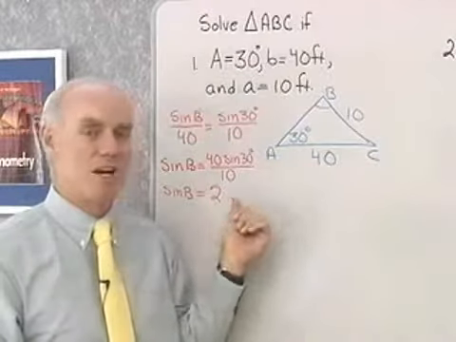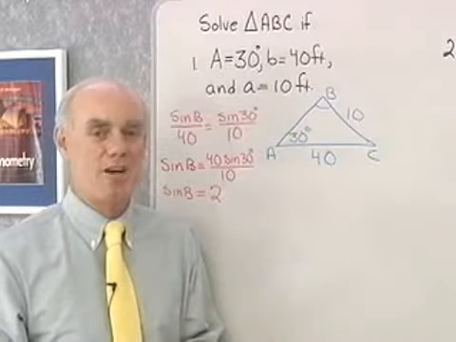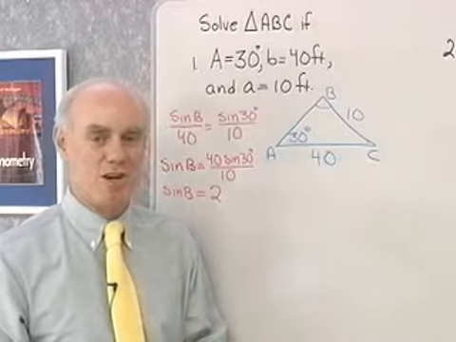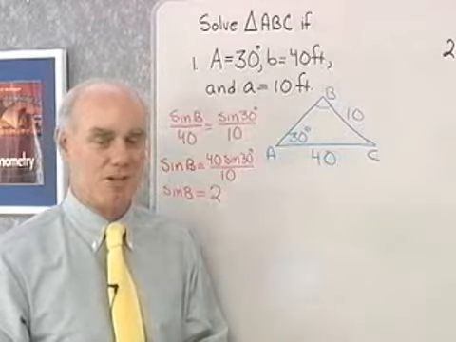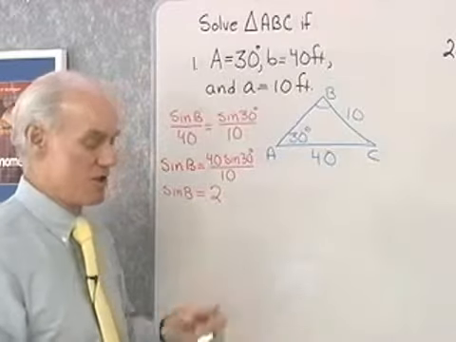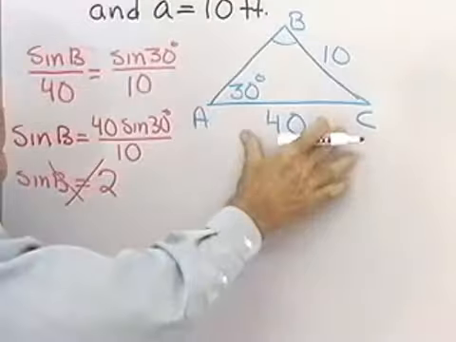Now if you put this into your calculator, press your inverse sine button, you're going to get an error because there is no angle whose sine is equal to 2. The sine of an angle is always between -1 and +1, so it's impossible that this can happen right here. So there's no angle that fits this description, which means that there's no triangle that fits this description.